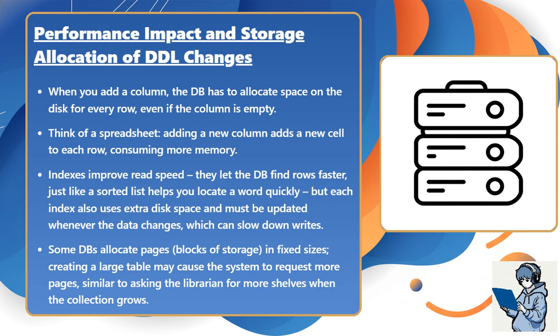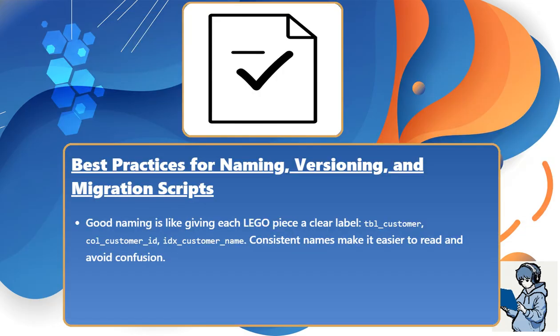Creating a large table may cause the system to request more pages, similar to asking the librarian for more shelves when the collection grows. Good naming is like giving each Lego piece a clear label: TBL_customer, COL_customer_ID, IDX_customer_name. Consistent names make it easier to read and avoid confusion.